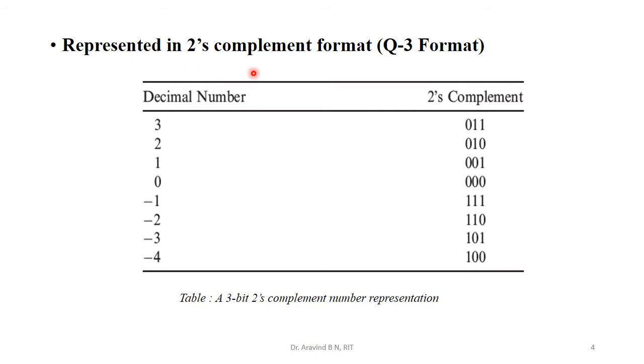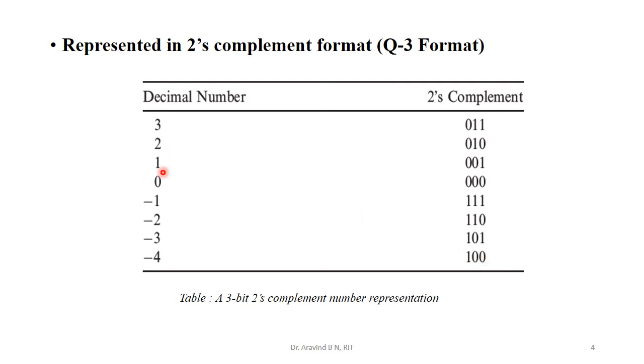Q3 is going to have a simple realization consisting of 3 bits for representation. By making use of these 3 bits, we are going to have the dynamic range from +3 down to -4. The decimal number and its equivalent 2's complement realization is represented over here.